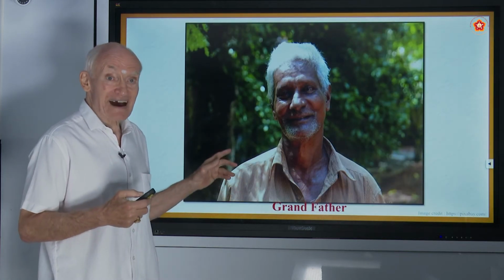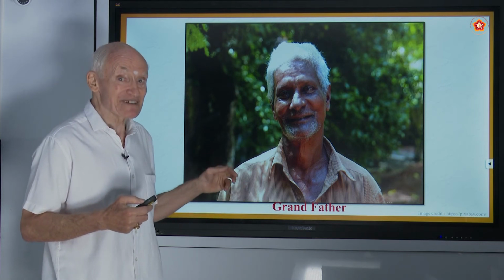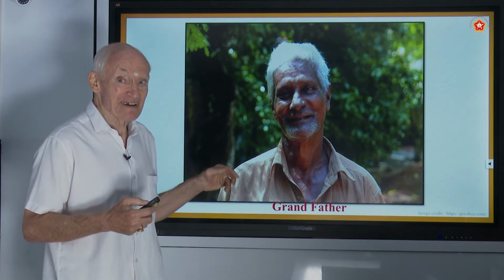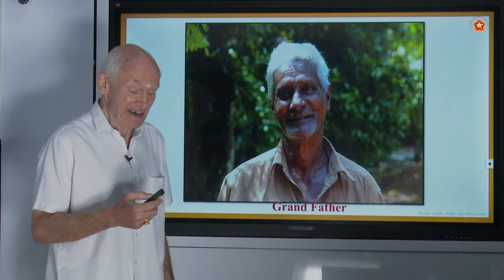So out in the crowd is the grandfather. He came to see her, okay, with the grandmother and the mother and the father, and they want to see Ardhana dance.